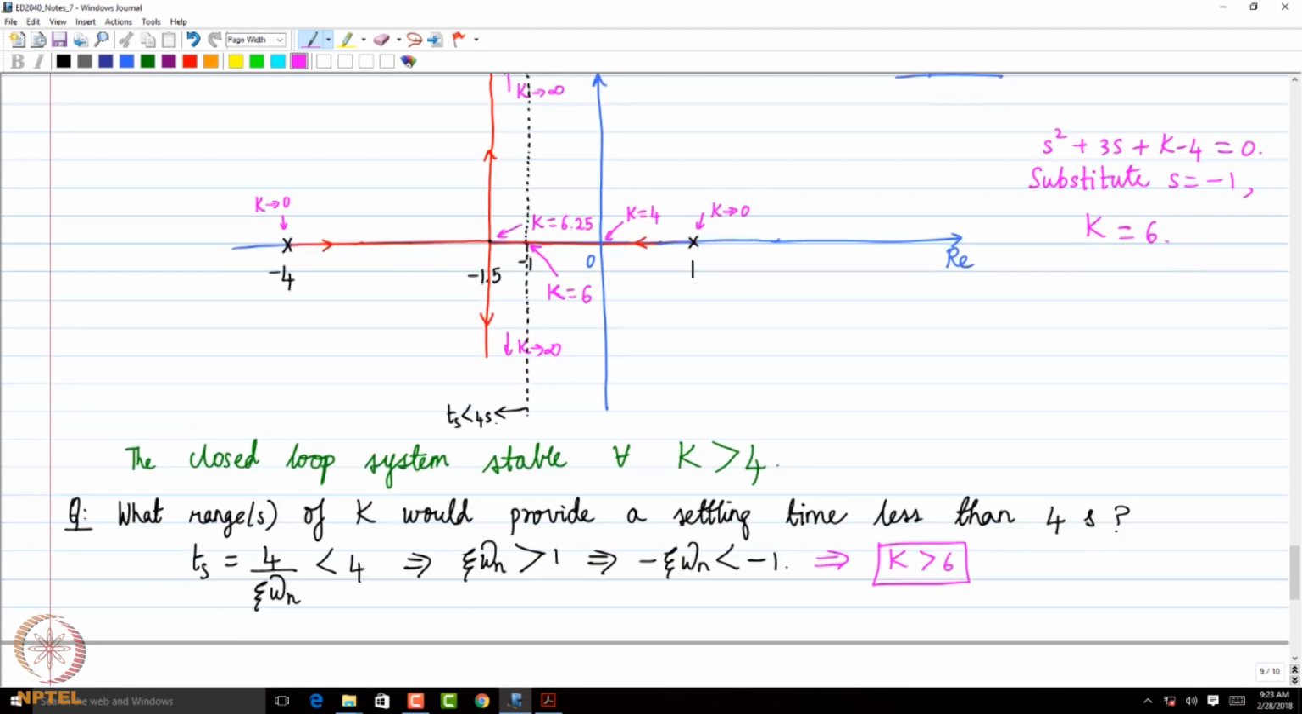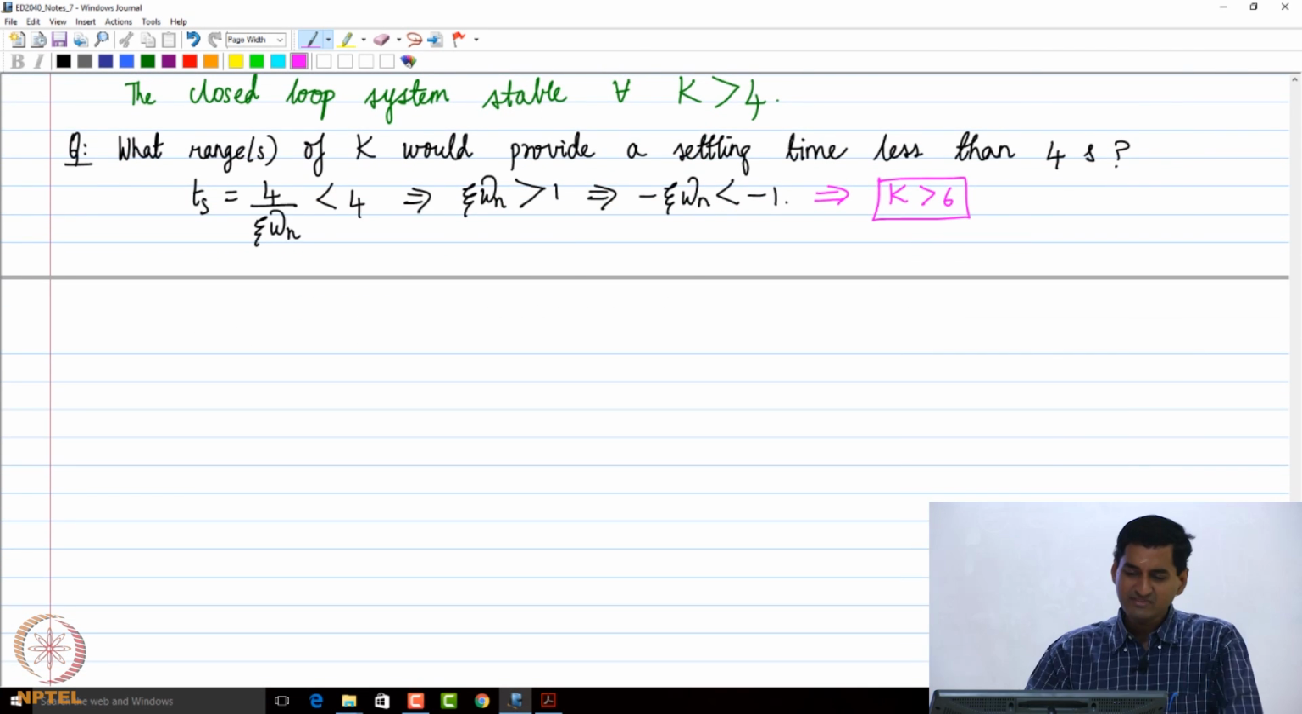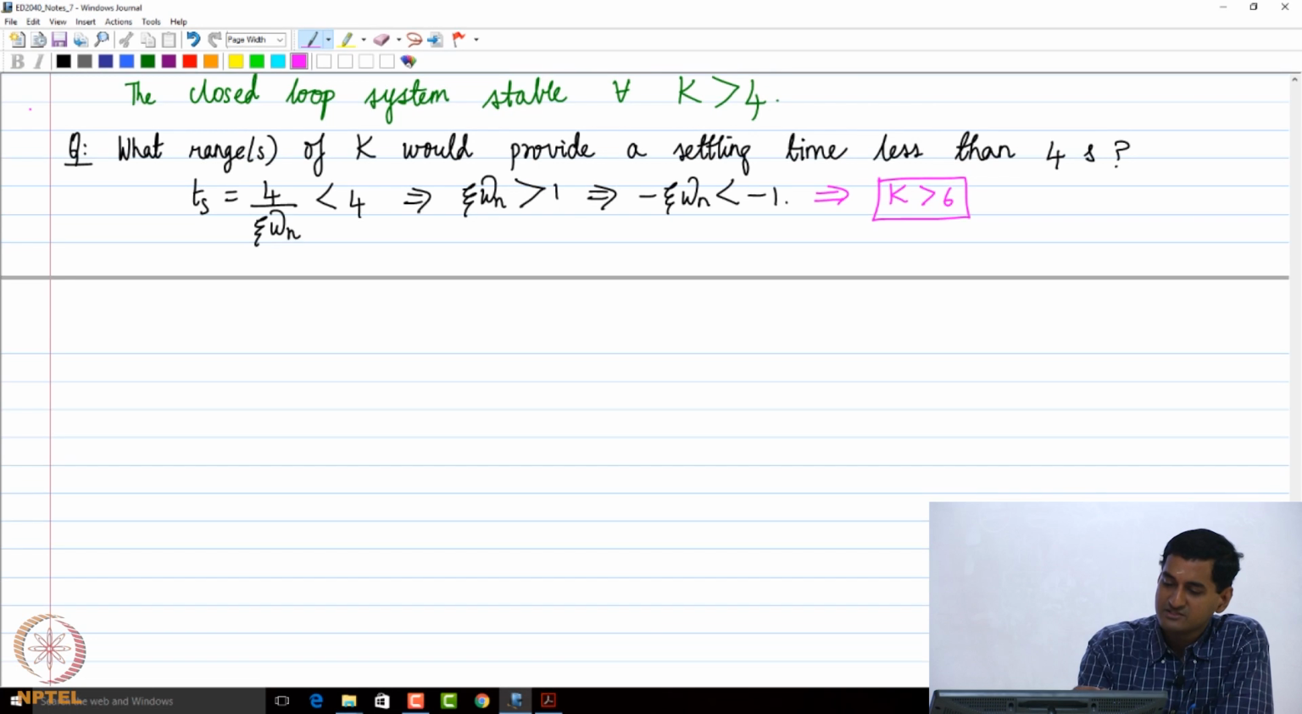Right. Okay. So now what we are going to do is I am going to do another example, and then we will quickly run through all these steps. Right. So let's do another example for a root locus. Yes, please.